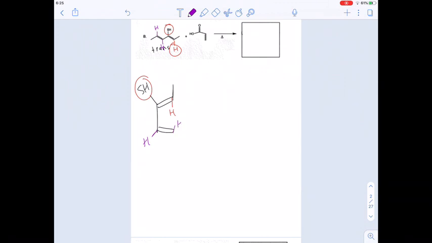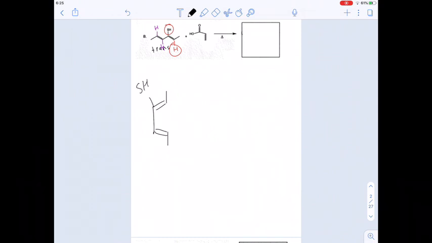Okay, so we have H's that are trans to each other again. On this side of the diene, we're going to draw the H down, because the rest of the molecule is already going up. On the other side of the diene, you're going to have to draw the H up to get them trans to each other. And then that only leaves one place for your methyl to go, which is down.